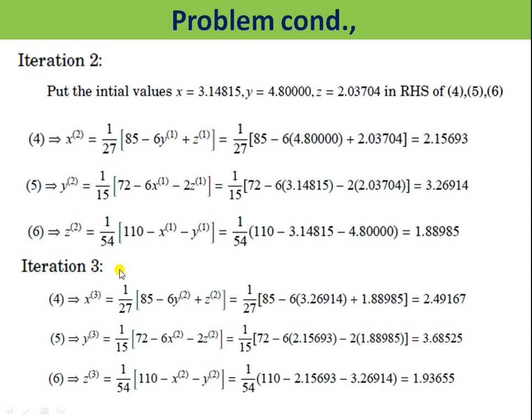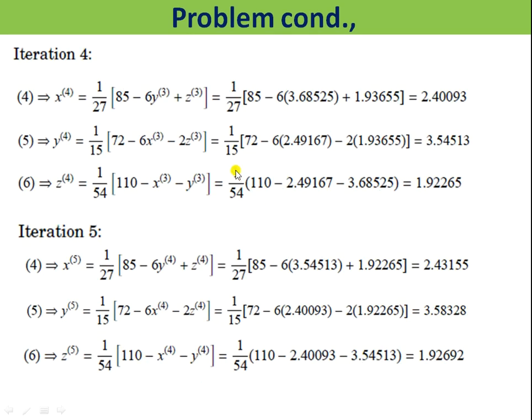Therefore, I am supposed to move to the third iteration. In the third iteration, what will be the replacement? For finding x3, I have to replace the y2 and z2 values. For finding y3, I have to replace the x power 2 and z power 2 values. For finding z3, I have to replace the x power 2 and y power 2 values. If you substitute these, we will get x3 value 2.49167, y3 value 3.68525, and z power 3 value 1.93655.